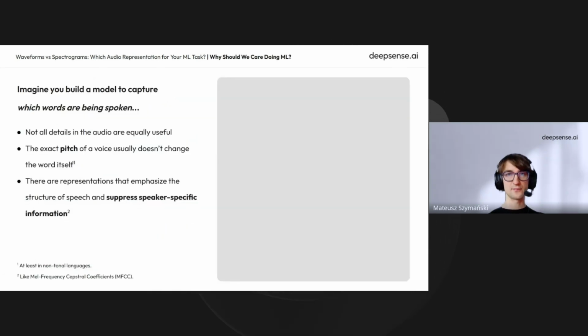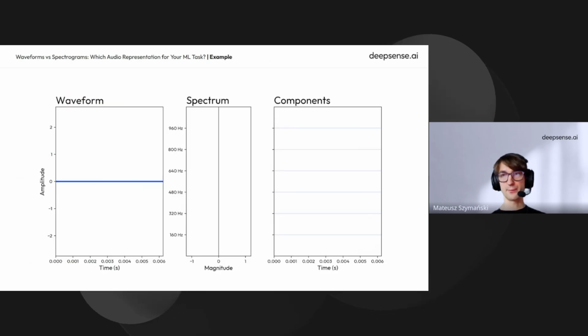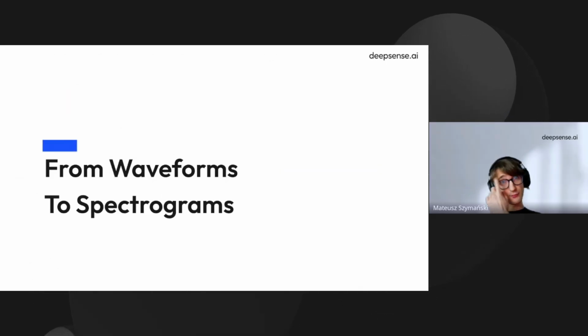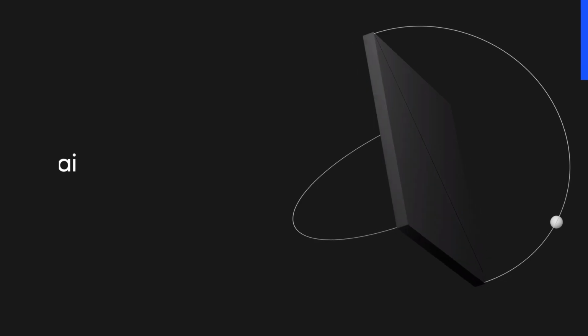One example of such representation is MFCC, mel frequency cepstral coefficients. I prepared another example. Sometimes if waveforms fail, we can use another representation, spectrograms. Three questions that are good to answer before we start doing any model at all.